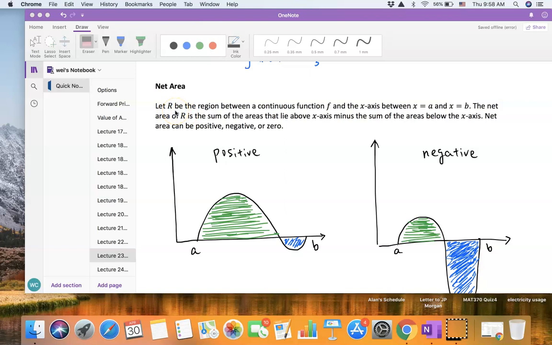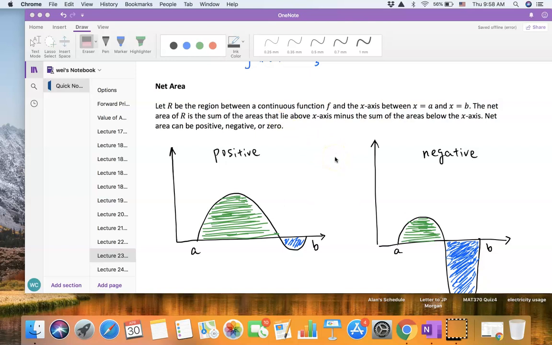And here is the definition. Let R be the region between a continuous function f(x) and the x-axis, between two points x equals a and x equals b. The net area of R is the sum of the areas that lie above the x-axis minus the sum of the areas below the x-axis.